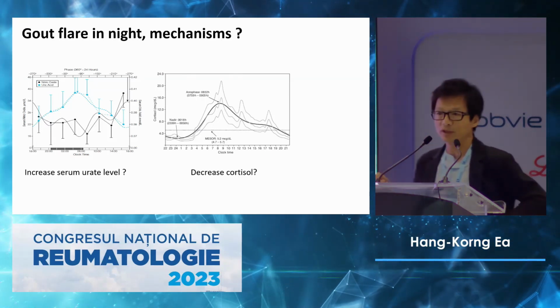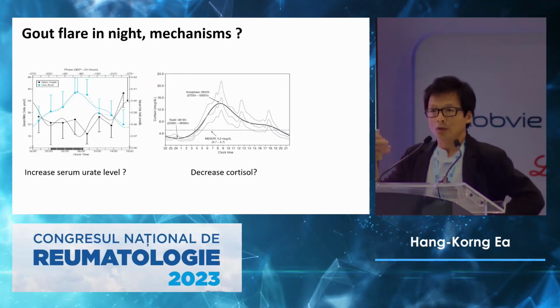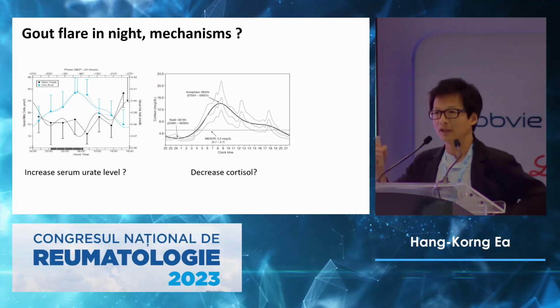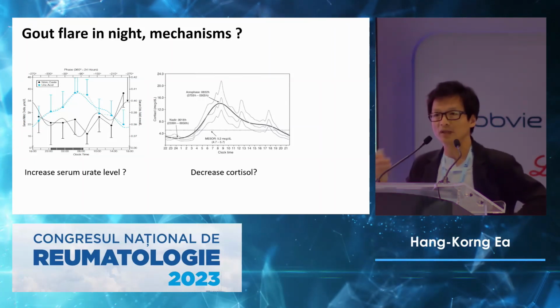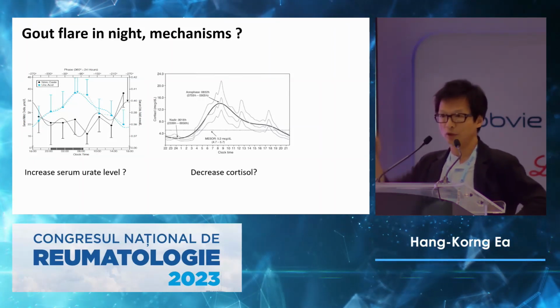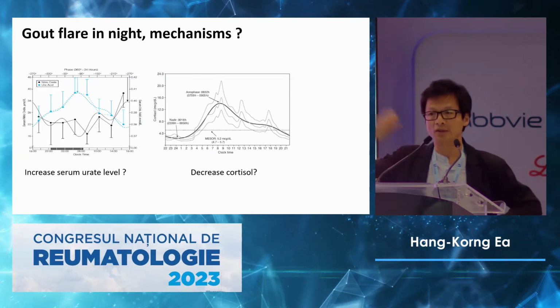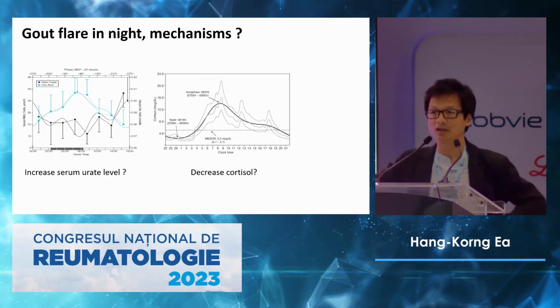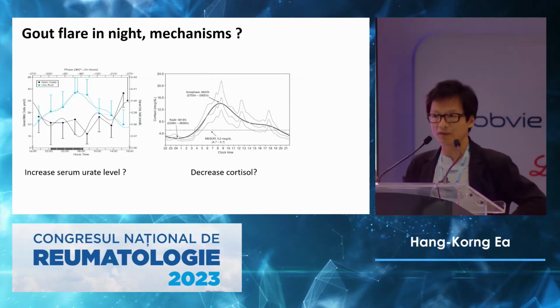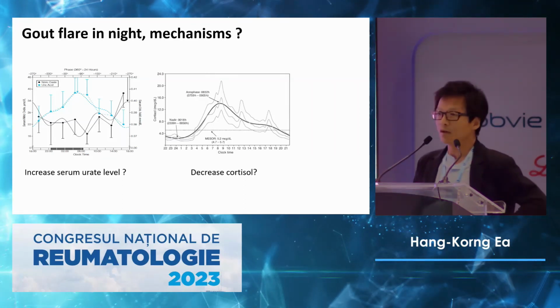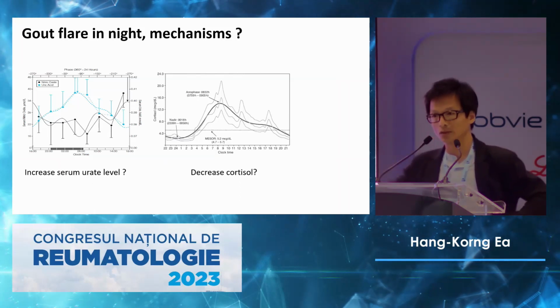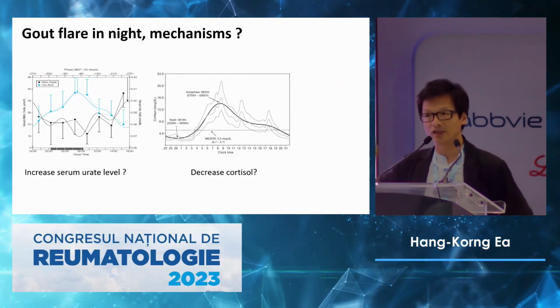One of the hypotheses is that uric serum level has a nycthemeral rhythm, and we know that the uric acid level is high in the morning. And we know also that the variations of the urate level are promoters of inflammation and can promote the flare. The other reason is that the cortisol also has a circadian rhythm.